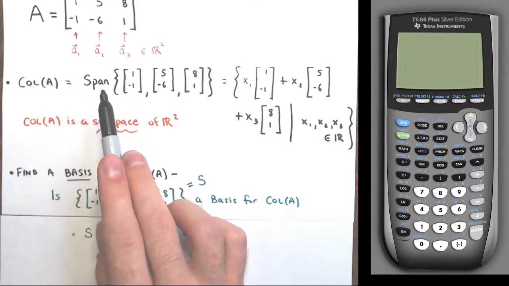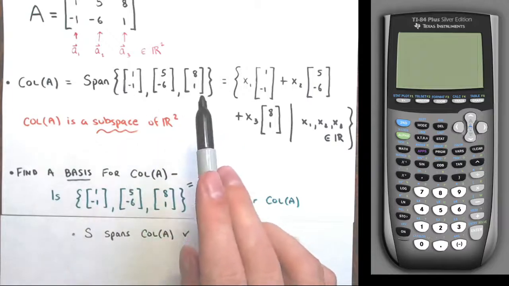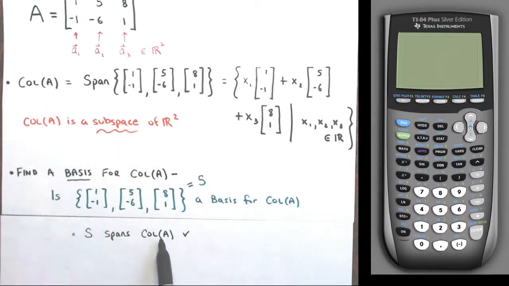What is the column space of A? It's all linear combinations of these 3 vectors. So every vector in the column space can be written as a linear combination of these 3 vectors. So by definition, S spans the column space of A. But S is linearly dependent, right? It's not a set of independent vectors, and we'll see why here in a second. S is linearly dependent. Uh-oh. Now, why is that?